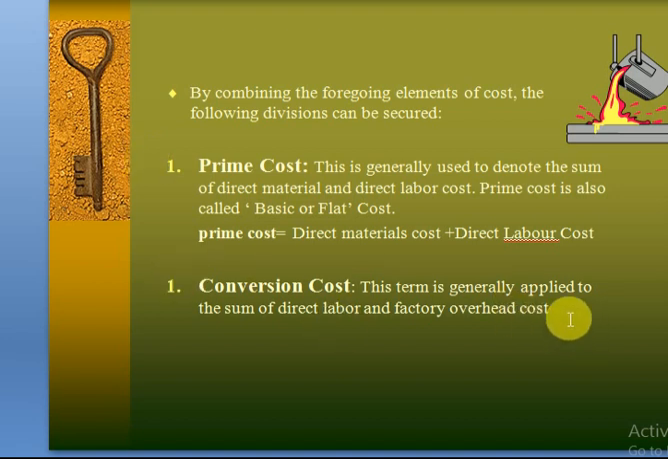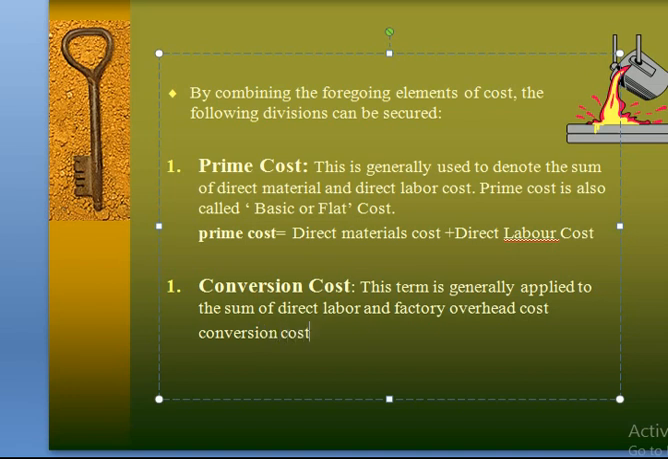So now, after the definition, we can write the conversion cost like that. Conversion cost equals direct labor cost plus overhead cost.